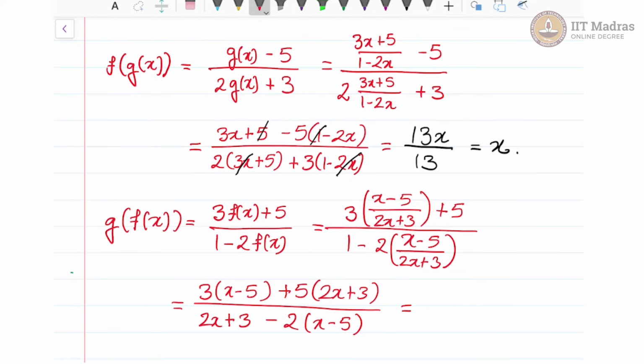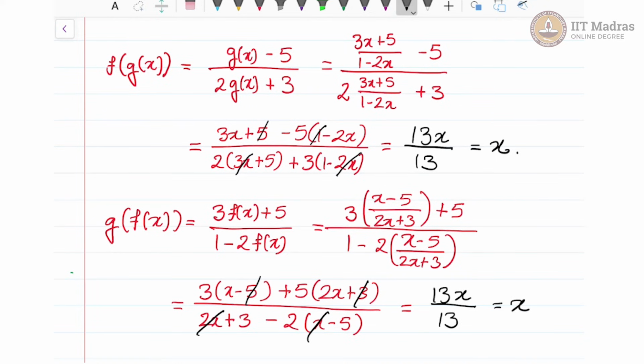Let us look at the simplified form. Let me change the color. So 3x plus 10x, that will give me 13x. Here 3 into 5, 15, minus 15, plus 5 into 3, plus 15. So this is taken care of, vanished. Upon, again the same logic applies, 2x minus 2x will vanish, 2 into 5 will give me 10 and this 3 will give me 13.